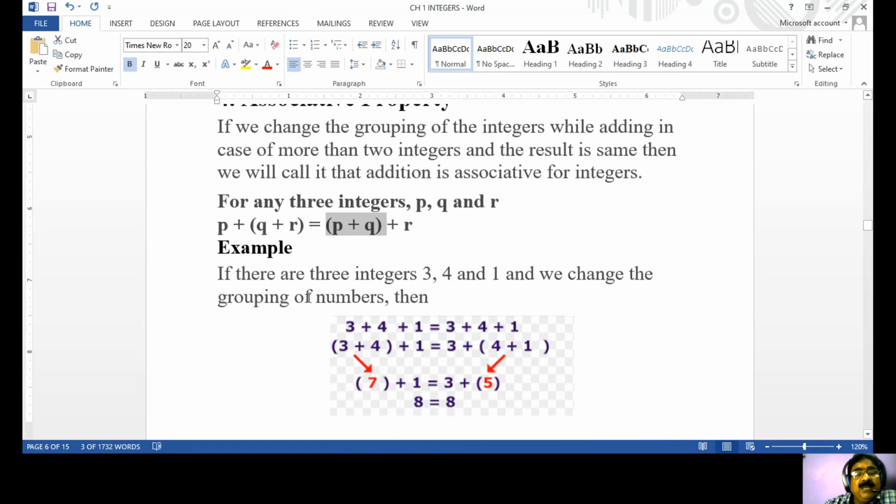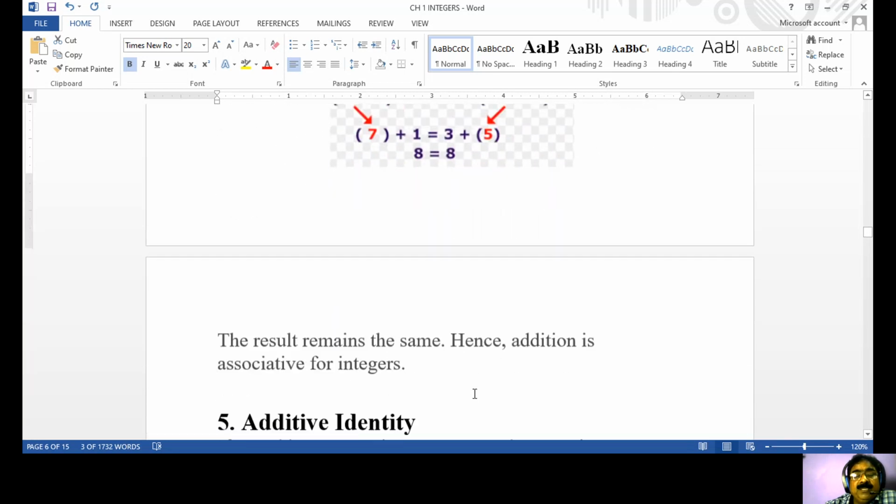For example, if there are three integers 3, 4 and 1, and we change the grouping of the numbers, then (3 plus 4) plus 1 is equal to 3 plus (4 plus 1). On the left side, 3 plus 4 is one group, and on the right side, 4 plus 1 is one group. 3 plus 4 is 7, 4 plus 1 is 5. Now 7 plus 1 and 3 plus 5. 7 plus 1 is 8, and 3 plus 5 is also 8. The result is the same, hence addition is associative for integers.